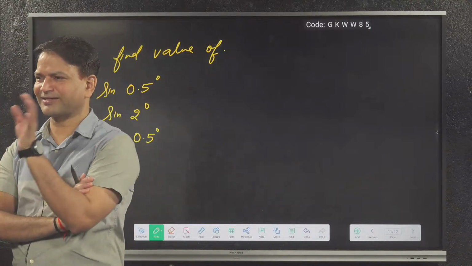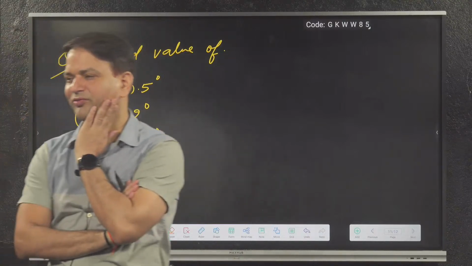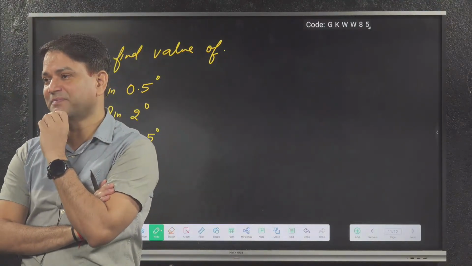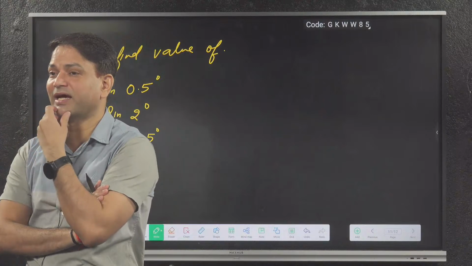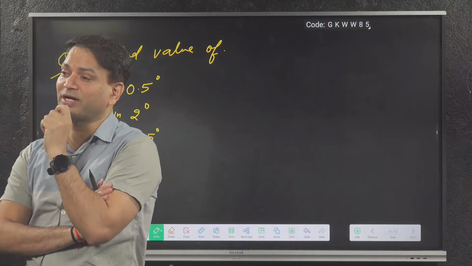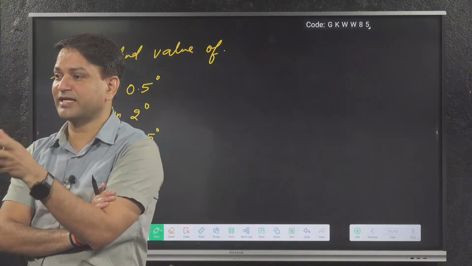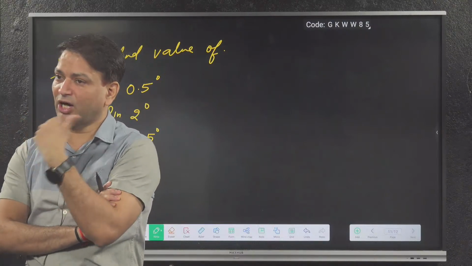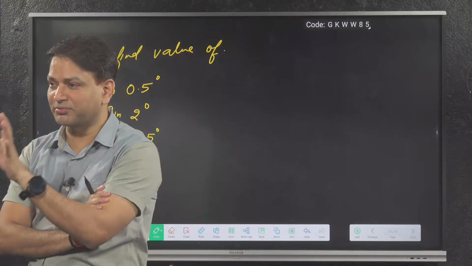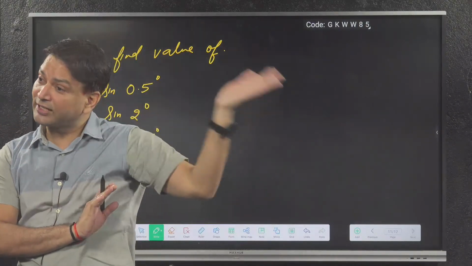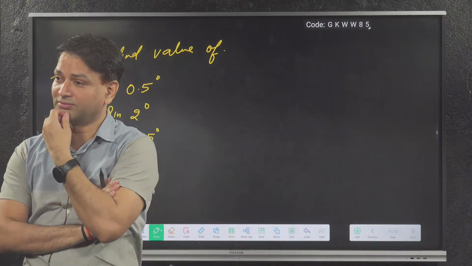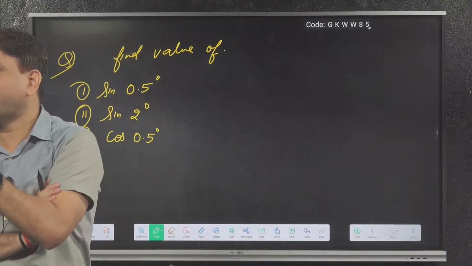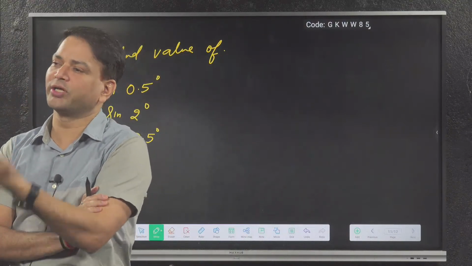Now just go back 25 minutes. I said the maximum value of sine theta. What is the maximum value of sine theta? You said it is 1. Now here you are saying sine 2 degree is equal to 2. Just now we learned sine theta maximum value is 1, so something is wrong. Sine 90 is 1, so how can sine 2 degree be 2? Everybody getting my point or not? Sine theta maximum value is 1.